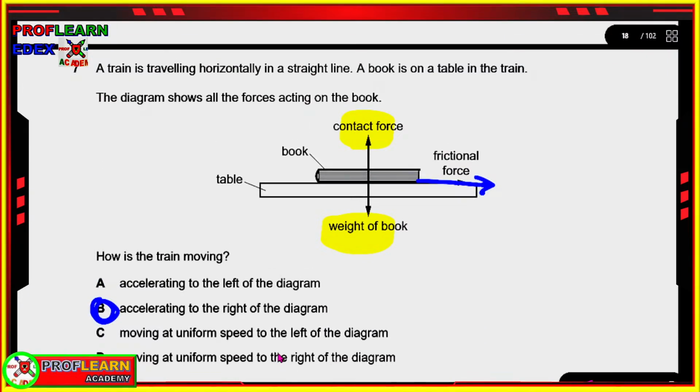And then a train is traveling on a horizontal straight track. The book is on the table in the train. The diagram shows the forces acting on the book. So accelerating to the right. And the reason is that the train is accelerating to the right. The book, due to its inertia, tries to maintain its original state of motion and tends to lag behind.